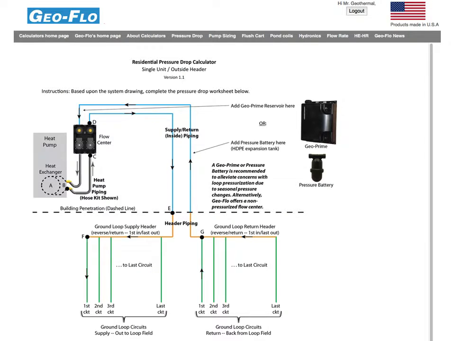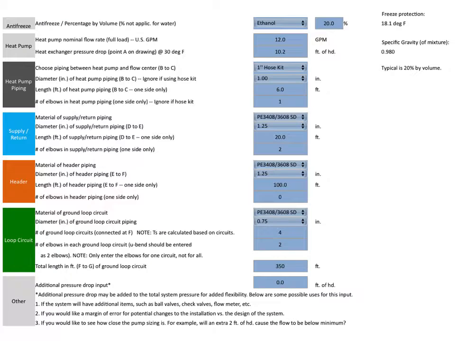Once you open the calculator, you'll find a color-coded drawing. In this case you can see blue piping, orange piping, green piping, gray piping, and those colors correspond to the appropriate section in the calculator inputs. Here you can see we have the dark gray piping, the blue, orange, and green as mentioned earlier.